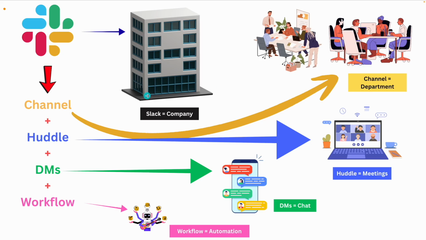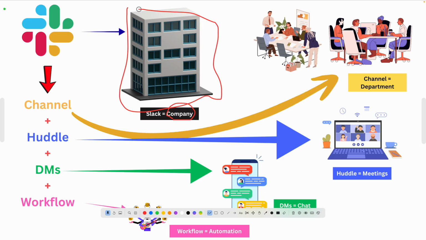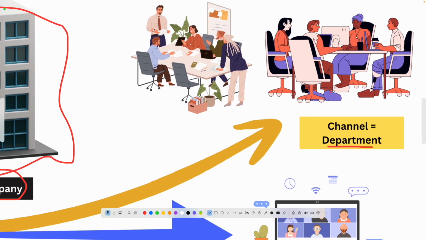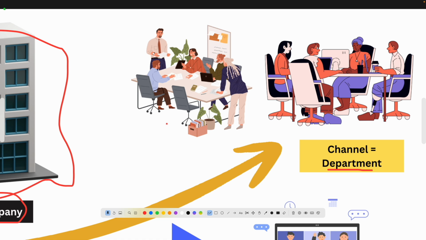Guys, you all know about a company, where we have one company. Let's say this is a company where we work, or suppose it is our company. Now in our company we have plenty of things, like a department. A department is a place where people work. Let's say this could be the sales department.